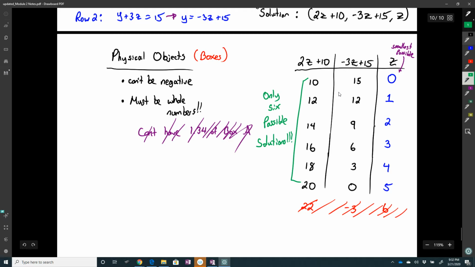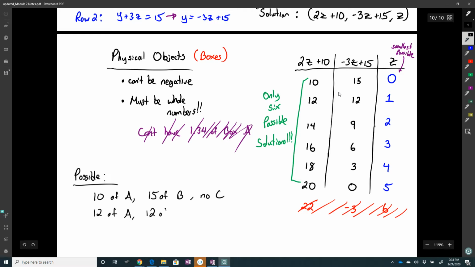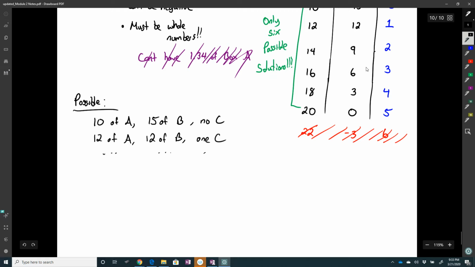So to finish it off, you can have 10 of A, 15 of B, no C. You could have 12 of A, 12 of B, and then 1 C. And you just keep on with that pattern. On the lab, it asks you to actually list the solutions. There's not going to be 6 answers, but that's what you do.